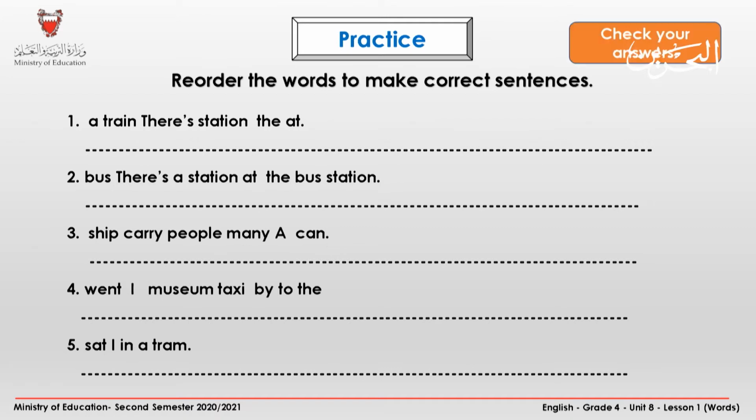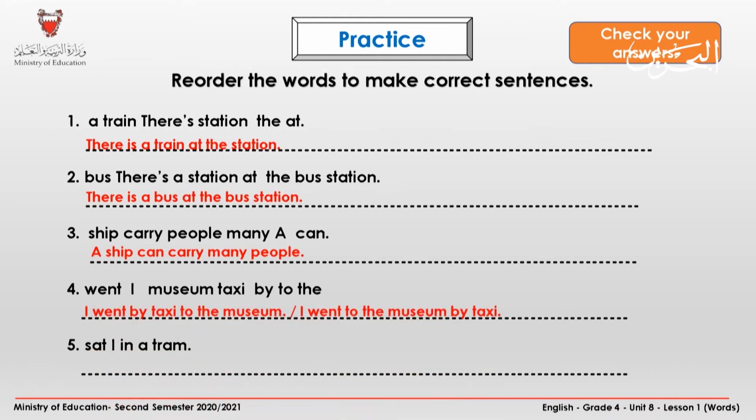And now you can check your answers. Number 1. There is a train at the station. Number 2. There is a bus at the bus station. Number 3. A ship can carry many people. Number 4. I went by taxi to the museum, or I went to the museum by taxi. And number 5. I sat in a tram.